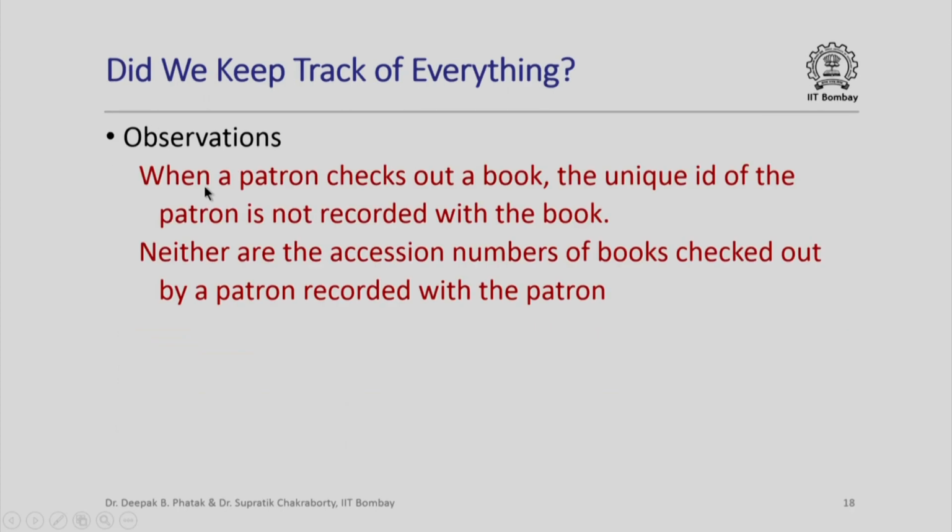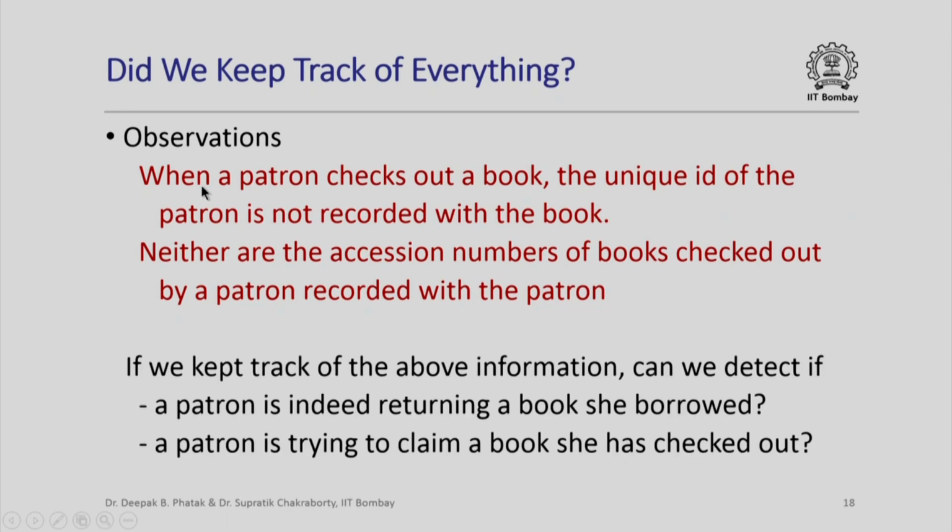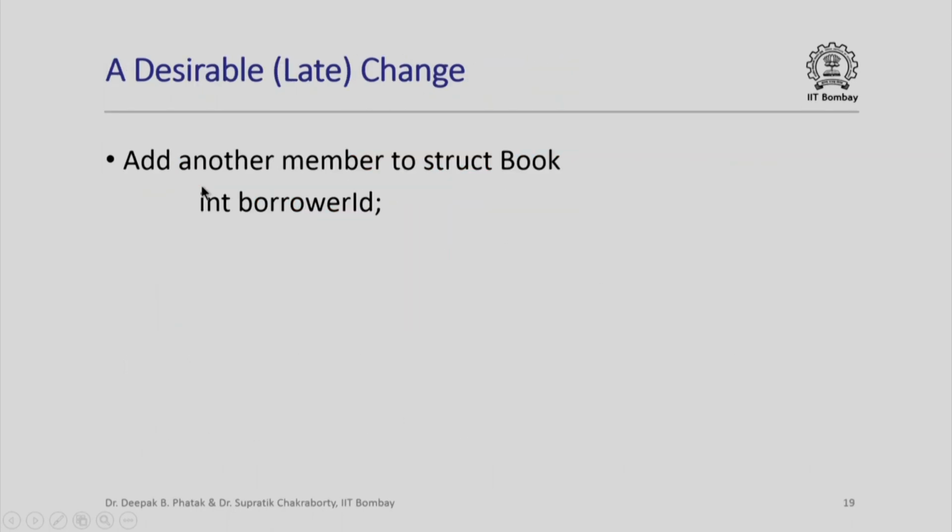So in trying to answer why those strange scenarios happen, one can make a few observations. When a patron checks out a book, the unique ID of the patron is never recorded with the book. Similarly, the accession numbers of the books that a patron has checked out are never recorded with the patron. So one might ask, if we kept track of the above information, can we avoid those strange scenarios that we just saw? Well, let us try to see how we would keep track of that additional information.